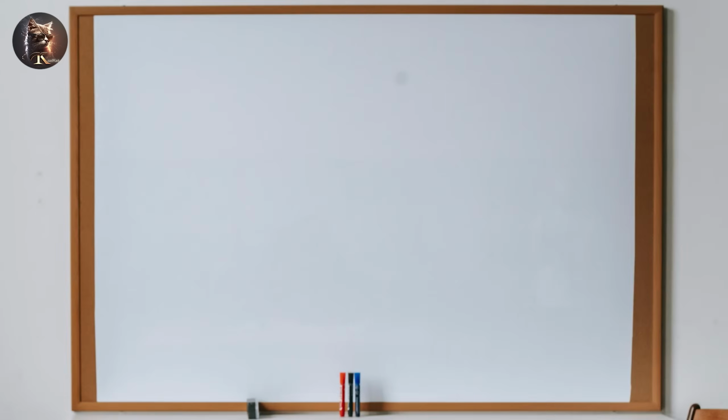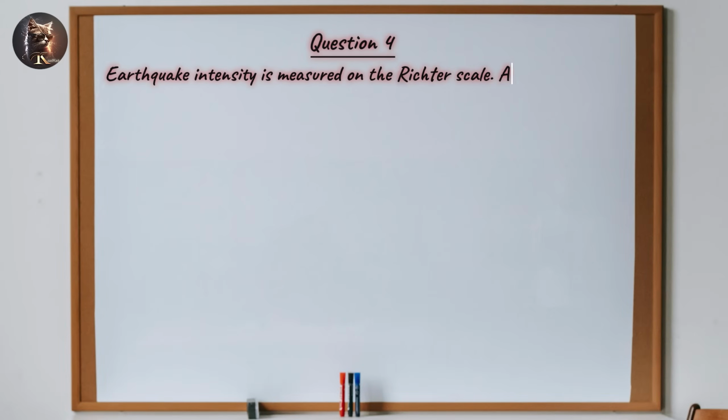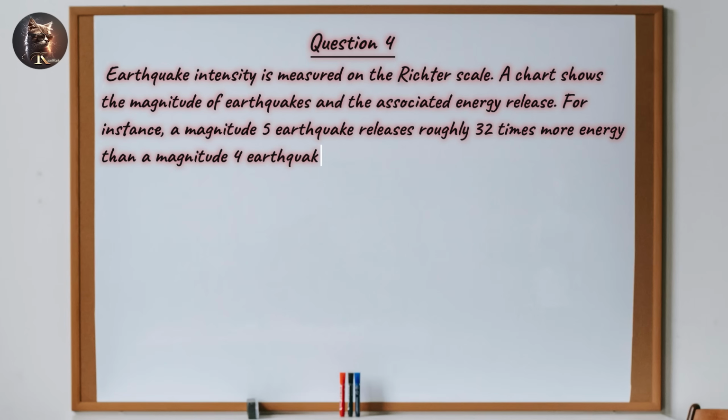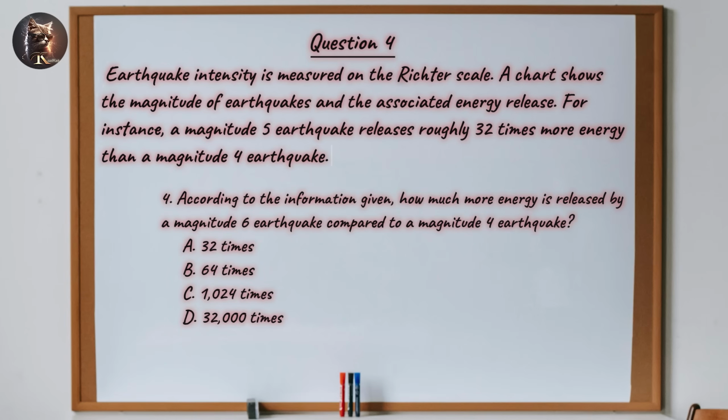Let's keep going. For the fourth one, they say earthquake intensity is measured on the Richter scale. A chart shows the magnitude of earthquakes and the associated energy release. For instance, a magnitude 5 earthquake releases roughly 32 times more energy than a magnitude 4 earthquake. According to the information given, how much more energy is released by a magnitude 6 earthquake compared to a magnitude 4 earthquake? Here are the answer choices. A. 32 times. B. 64 times. C. 1,024 times. D. 32,000 times.